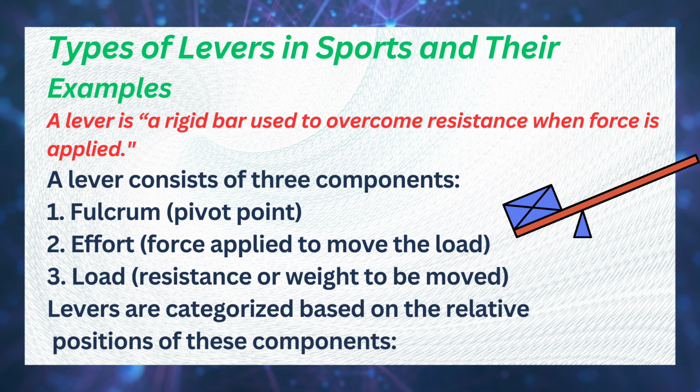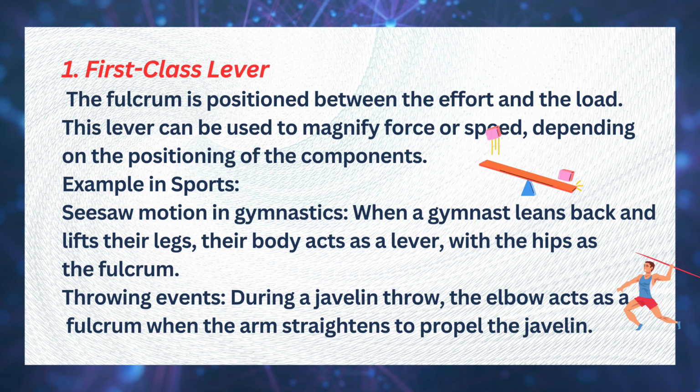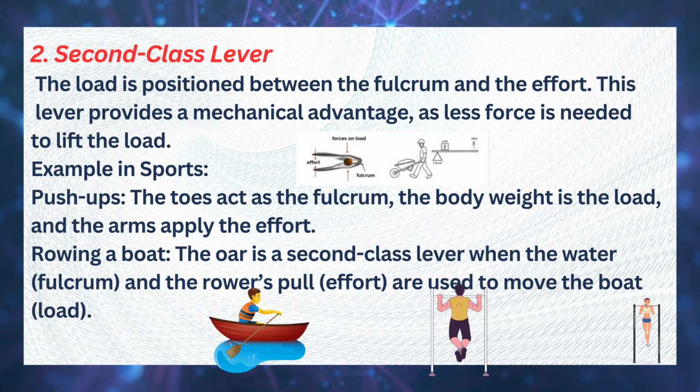1. First-class lever: the fulcrum is positioned between the effort and the load. This lever can be used to magnify force or speed depending on the positioning of the components. Example in sports: seesaw motion in gymnastics. When a gymnast leans back and lifts their legs, their body acts as a lever, with the hips as the fulcrum. Throwing events: during a javelin throw, the elbow acts as a fulcrum when the arm straightens to propel the javelin.